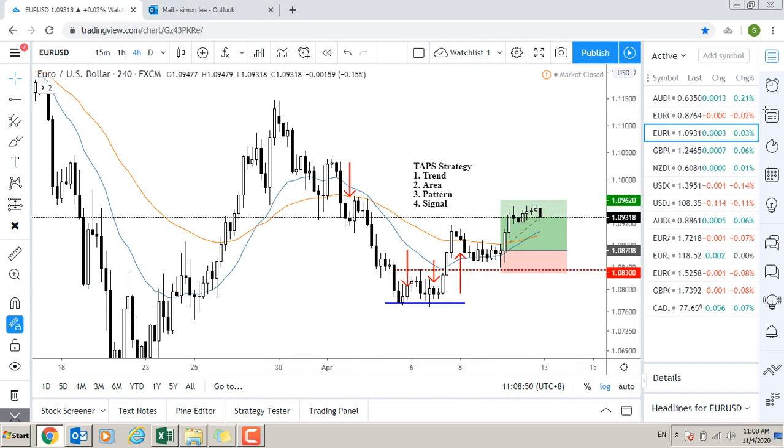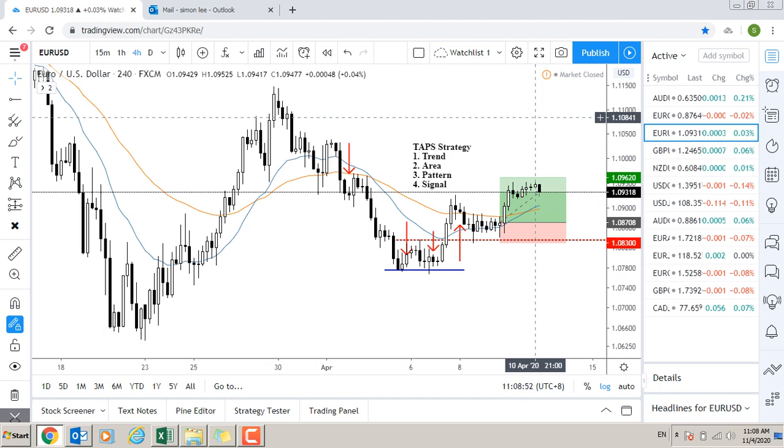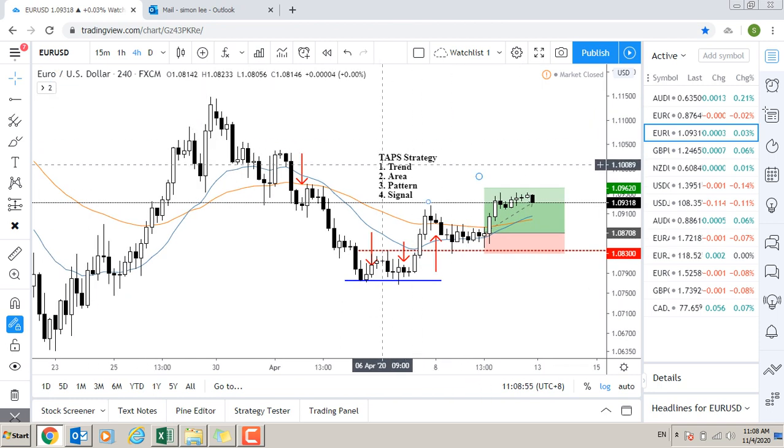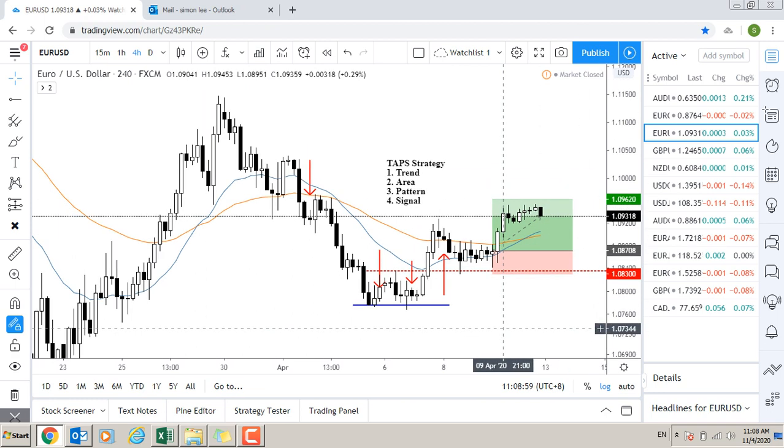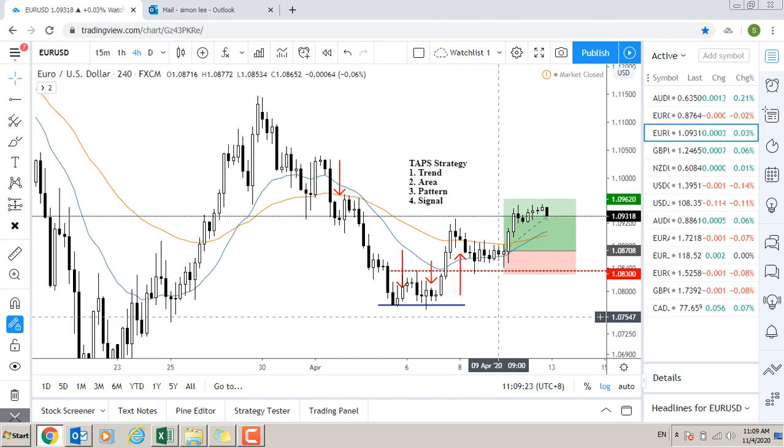So we start with the strategy that I'm using, called TAPS. Basically, the TAPS strategy is quite a simple strategy. I mean, it's not complicated. It's divided into four sections. So T stands for trend, A stands for area, P stands for pattern, and the last S stands for signals. So basically, trend is a very basic thing.